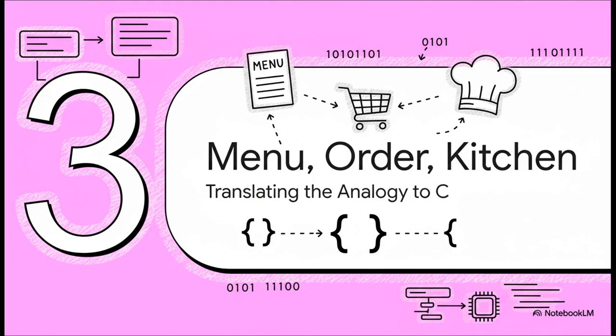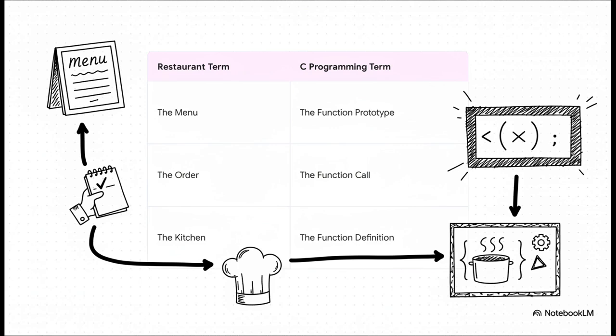But how in the world does this connect back to C? Well, it's actually a perfect map for how we should structure our code. Check this out. The menu, that's what we call the function prototype. It's just a declaration telling the compiler what's available. The order, that's your function call.